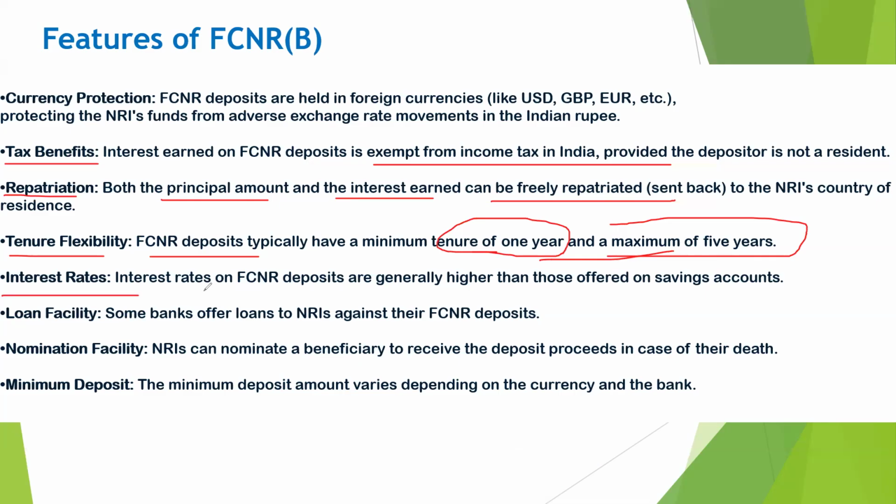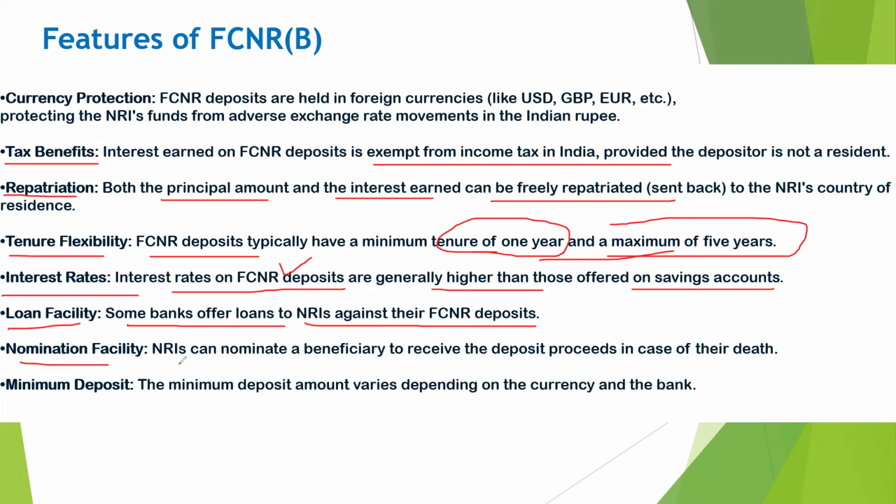Interest rate. Interest rates on FCNR deposits are generally higher than those offered on saving accounts. FCNR is a type of deposit like a fixed deposit, so the rate will be higher than saving account, and it depends on bank to bank and their policy. As per that only they can give the rate of interest on FCNR deposit. Loan facility. Some banks offer loans to NRIs against their deposit, and some banks don't. But as per RBI guideline, loan against FCNR deposit is permitted.